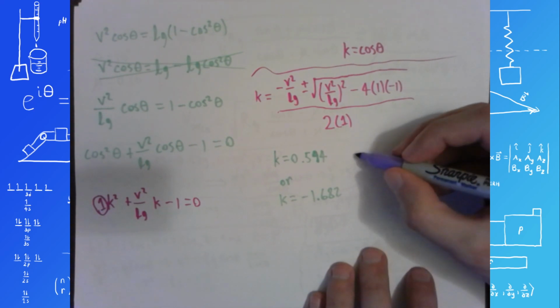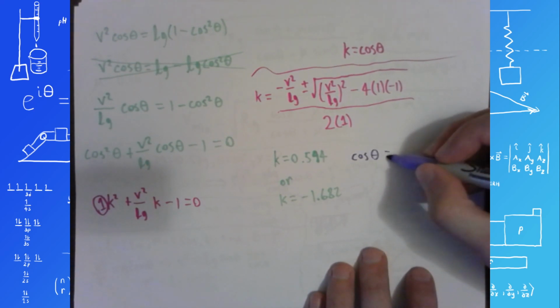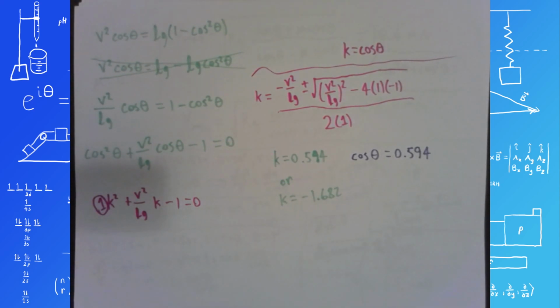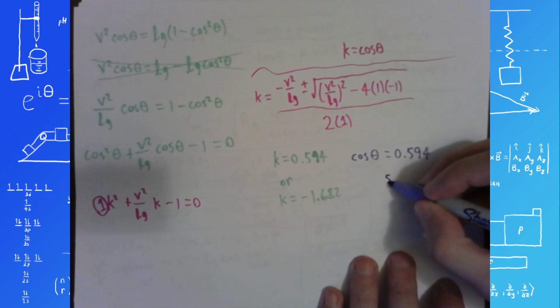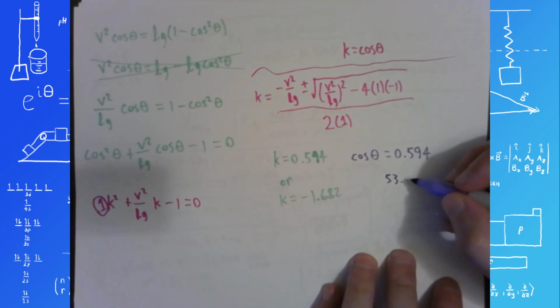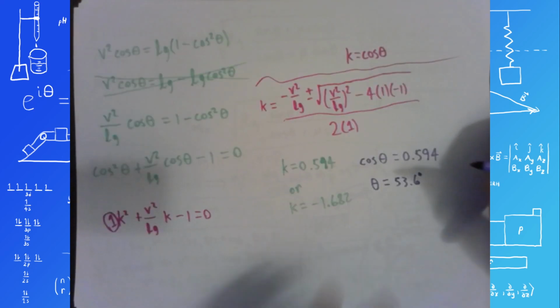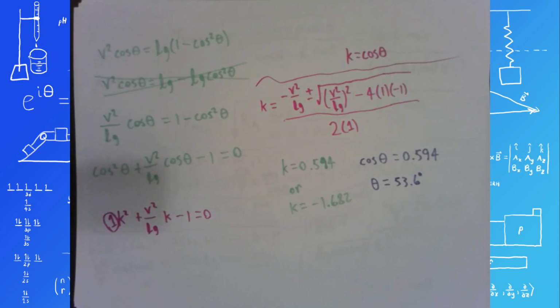So 0.594 it is. So cosine theta equals 0.594. Take the inverse cosine of 0.594 and you get 53.56. I'll just say 53.6 degrees is the value of theta. And that was part B. Wow, we've gone an hour and 15 minutes on just 2 problems, but hey, they're 2 really good problems.